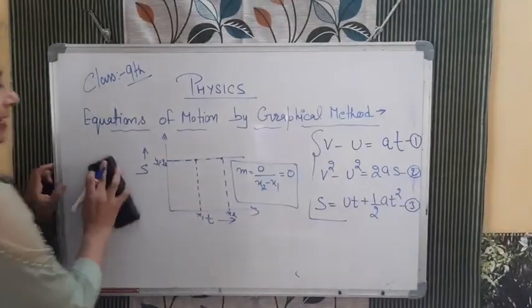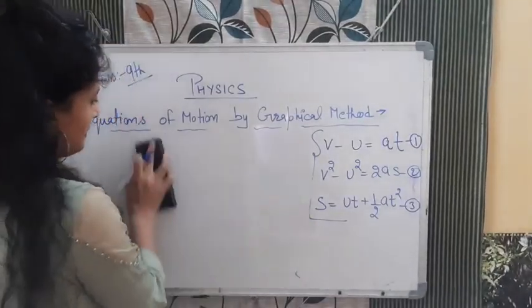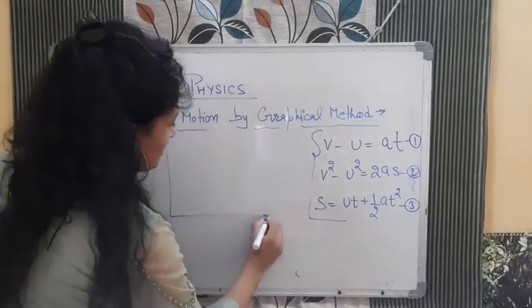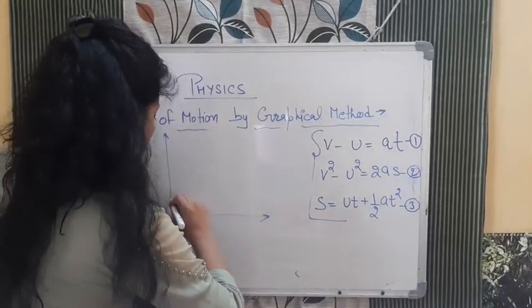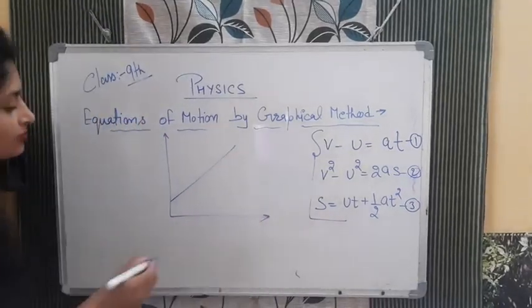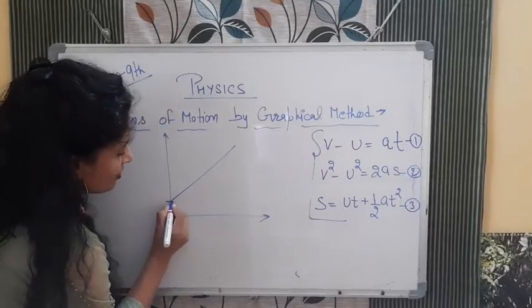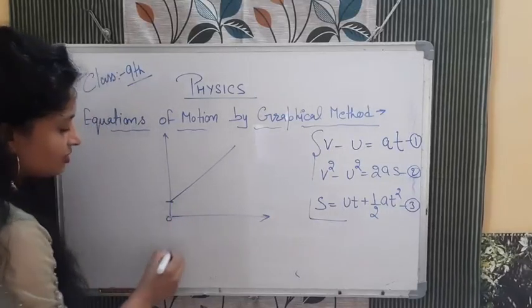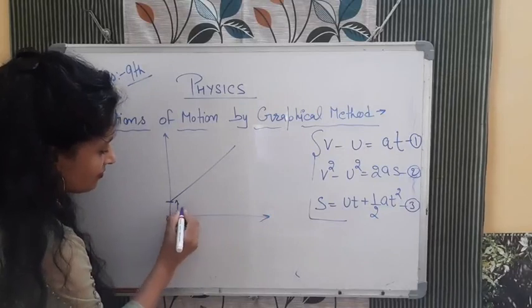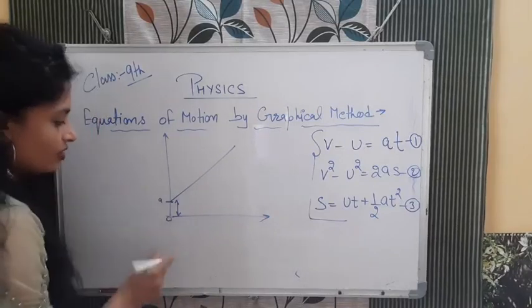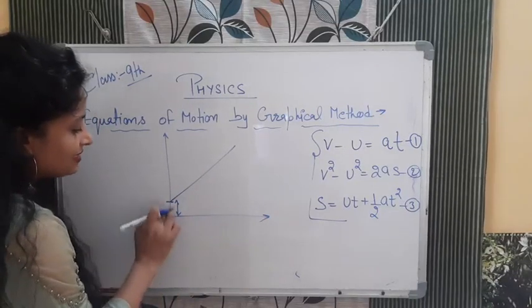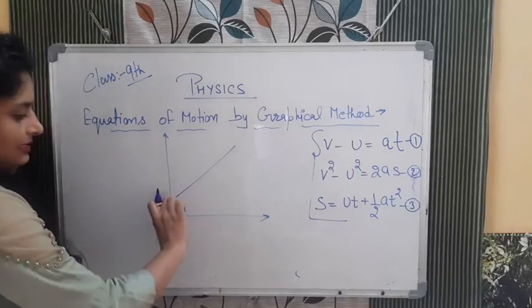Now the graph is like this. If the graph starts from here, this is known as the intercept on the y-axis. For example, this is 0, and this distance up to here, if this is point A, this distance is A.